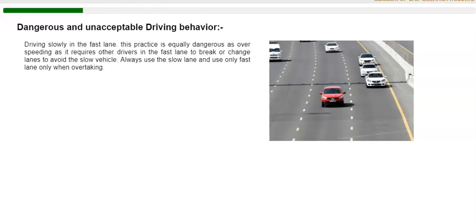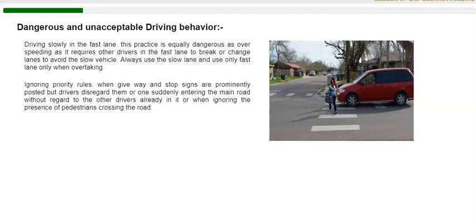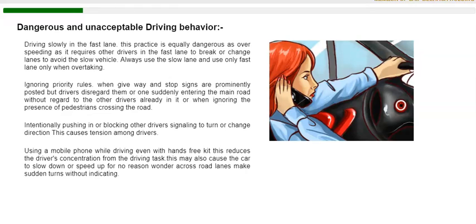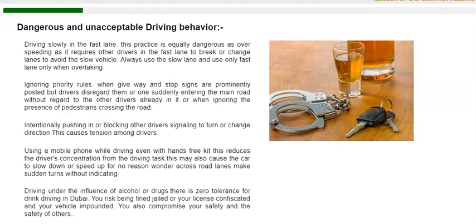Now the other examples could be driving too slow in the fast lane or ignoring priority rules. Keep in mind Dubai, especially the RTA, is very particular about obeying the rules. The way of driving is more of obeying the rules rather than just driving. Using a mobile phone while driving is a criminal offense. Plus, never ever drive when you are under the influence of alcohol or drugs. There is zero tolerance for alcohol or drunken driving in Dubai. If you get caught, you are straight away behind bars.